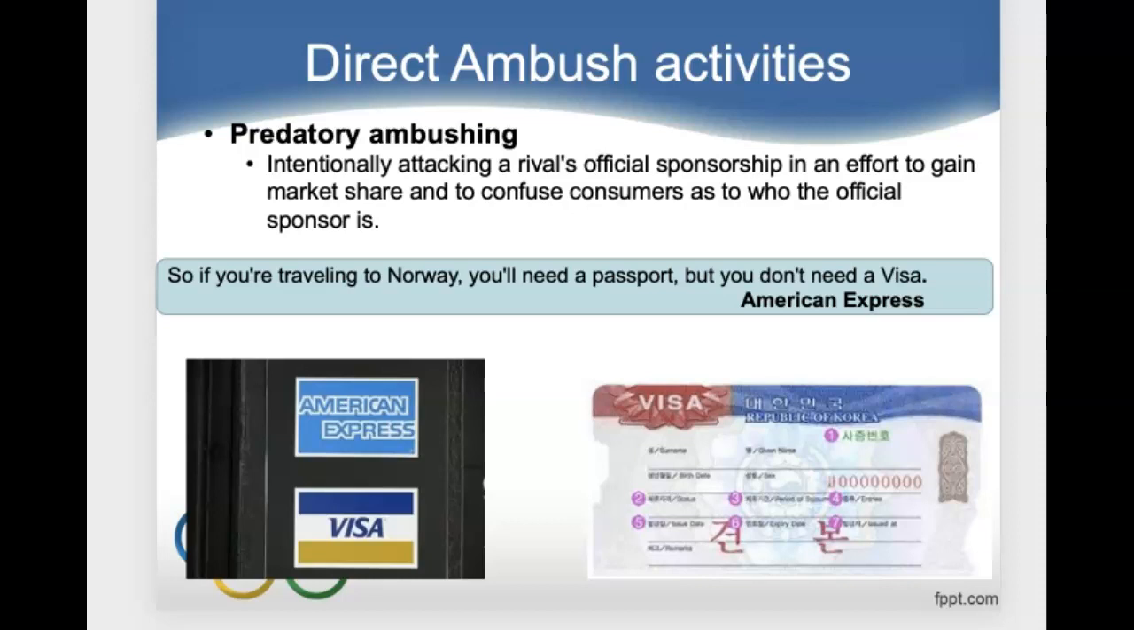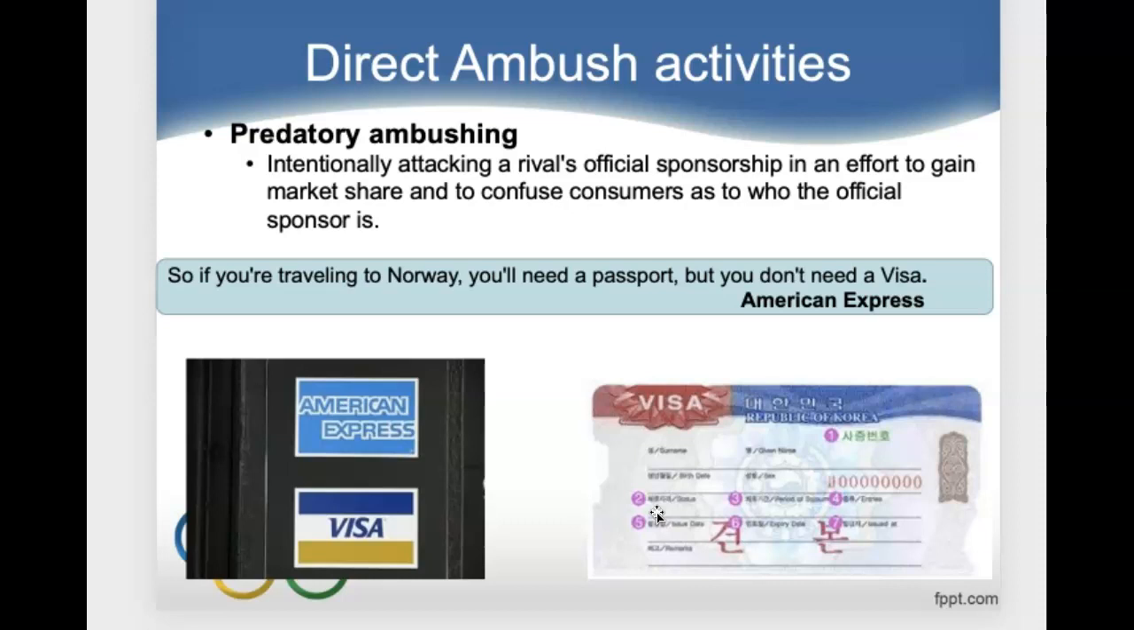Visa is still an Olympic top sponsor, right? But American Express, during their marketing campaign, sent out a message. They said, if you're traveling to Norway, you just need a passport, but you don't need a visa. So in their advertising slogan, this visa has two particular meanings, right? The first meaning is their main rival, Visa. The second meaning is the permission to go to another country, right?